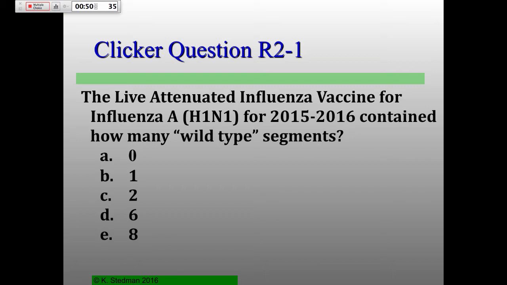What does it mean by quote-unquote wild type? Problem with wild type is you've got so much variation, of course, from year to year. So what do you call wild type? Wild type's supposed to be a really complicated thing as far as viruses are concerned.